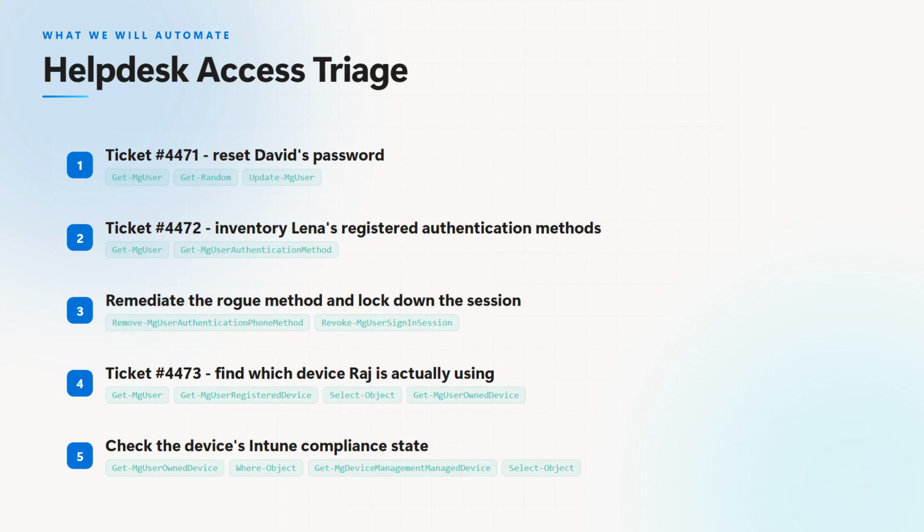You then remediate a rogue method by removing it with removeMgUser authentication phone method and locking down the session with revokeMgUser sign-in session. After that, you pinpoint Raj's actual device by combining getMgUser, getMgUser registered device, and getMgUser own device with select object. Finally, you check that device is in Intune compliance state using getMgUser own device, where object, and getMg device management manage device. You walk away with a set of scripts you can run on any tenant.